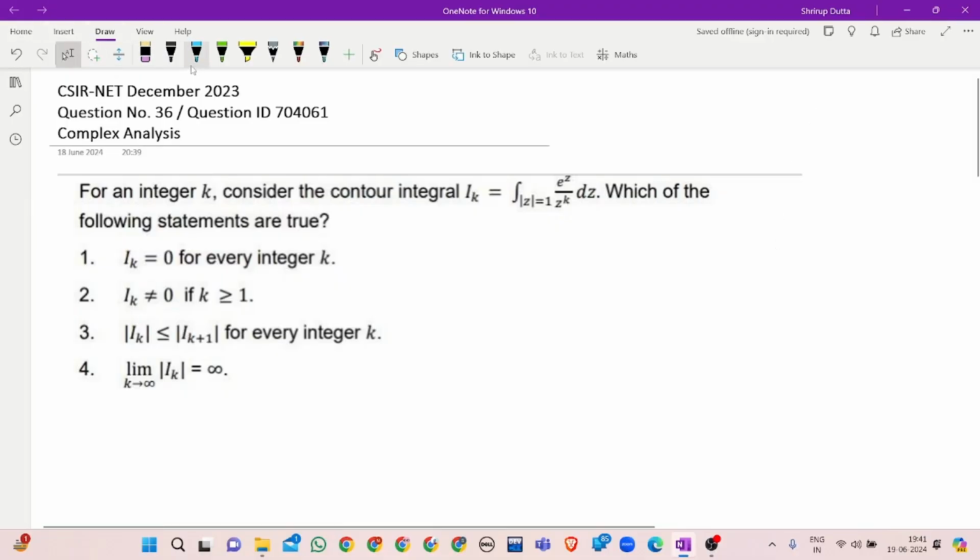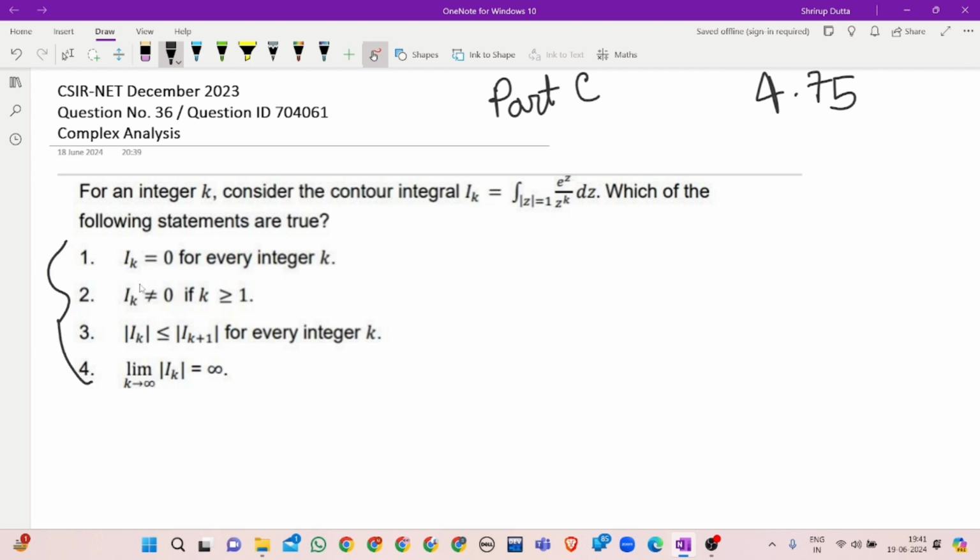Today I will be discussing a question from CSIR NET 2023, question number 36, question ID 704061, from complex analysis. This question is from part C and it has 4.75 marks. So multiple options may be correct. We have to check each and every option.